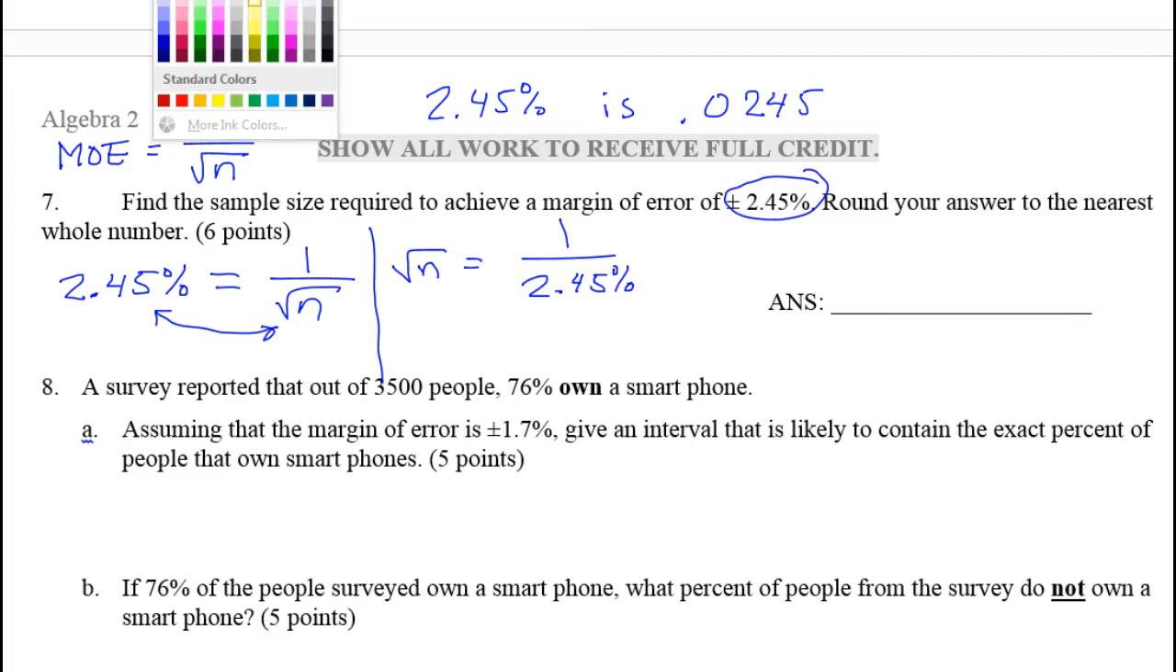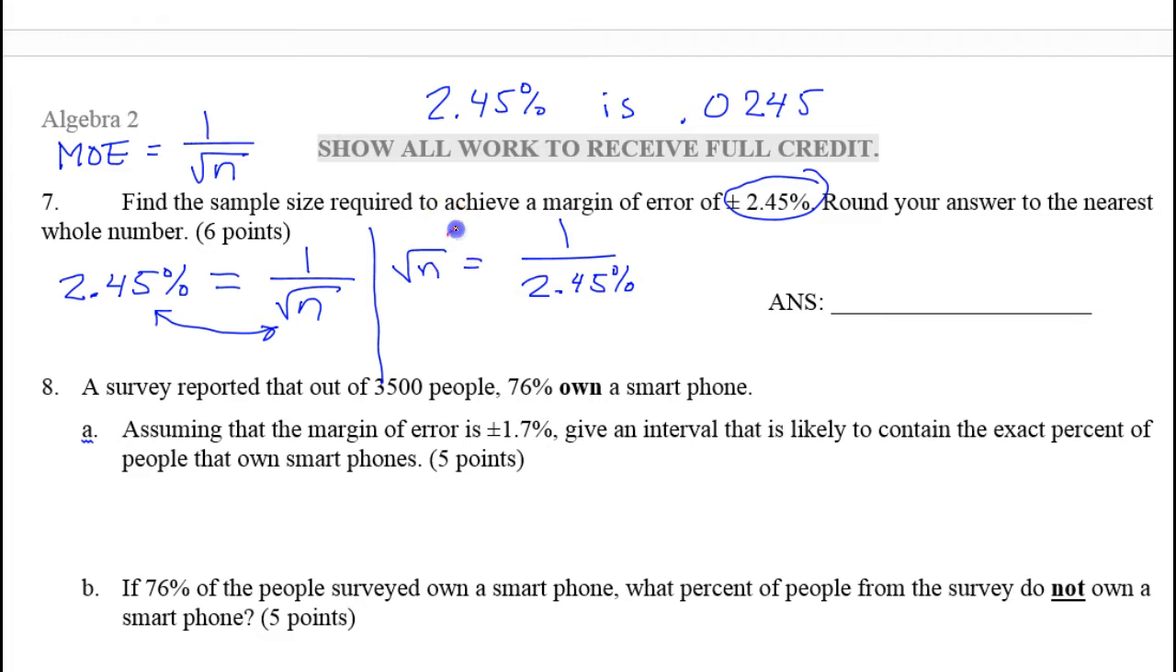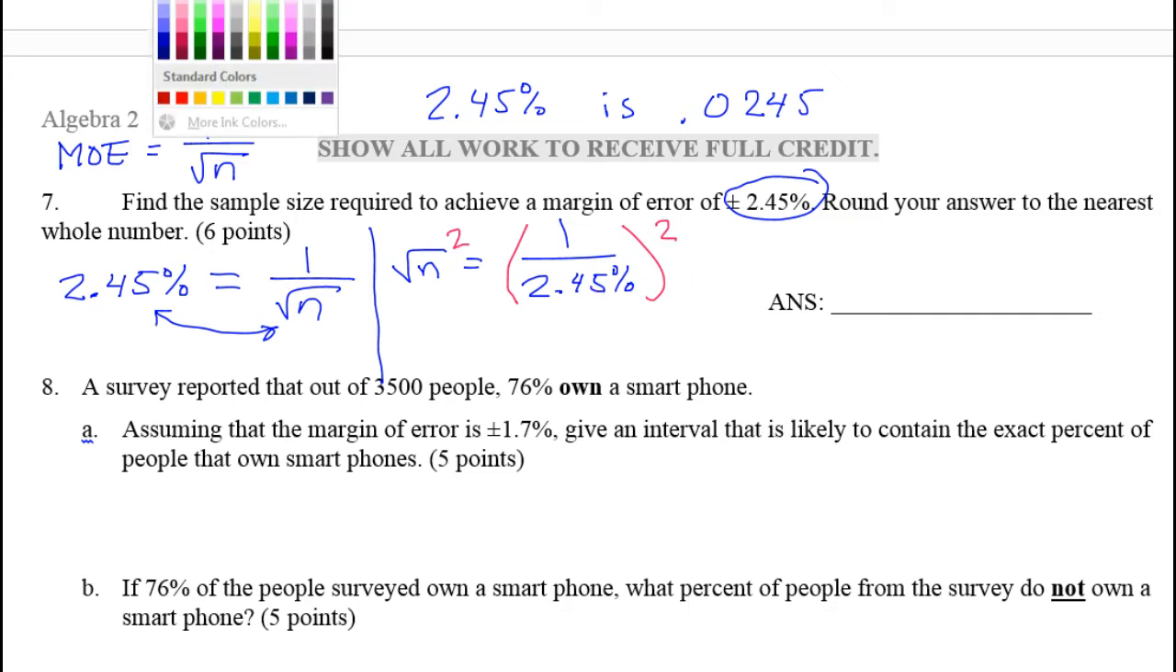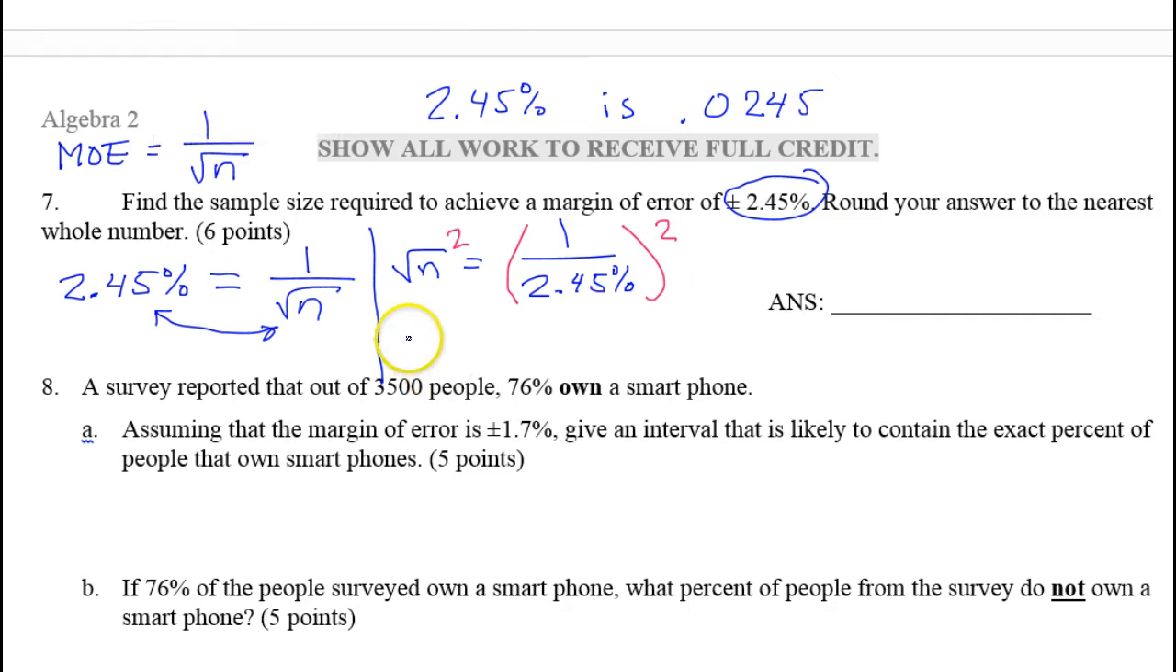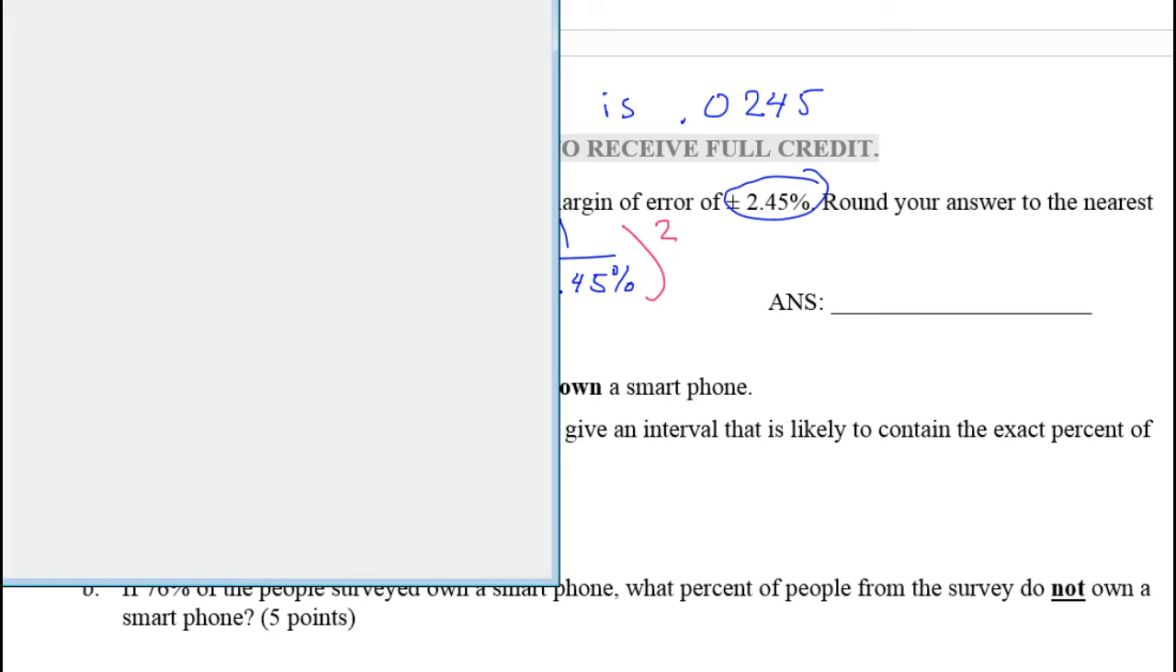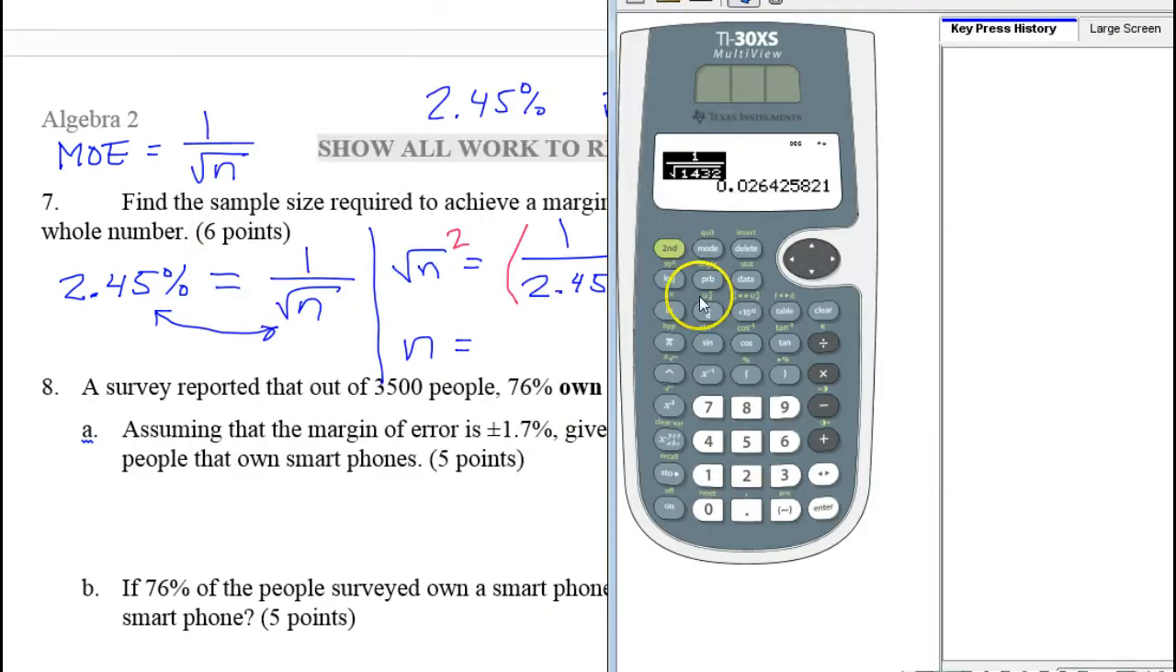To get rid of the radical sign, you need to square both sides. So you can square this, and you can square this. Notice I'm not doing any calculations right now, because you don't want to round until the end. Keep it all just like this, and we'll put this whole expression in the calculator at once. That's going to give us n equals. Now just put this in your calculator.